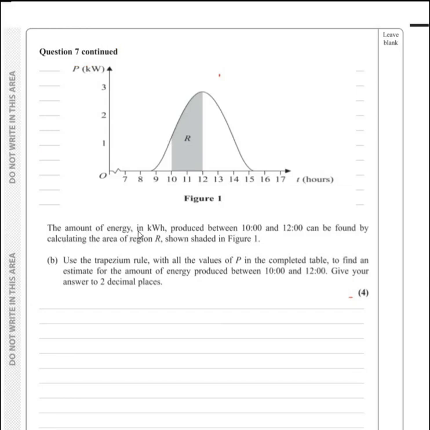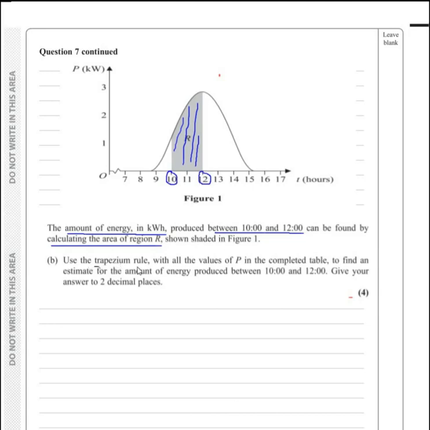The amount of energy in kilowatt hours produced between 10 and 12 can be found by calculating the area of region R. So they are saying that the amount of energy in kilowatt hours produced between 10 and 12, we are talking about these times, can be found by calculating the area of region R. So this entire area between 10 and 12, we are talking about this.